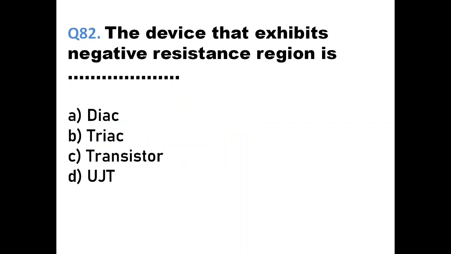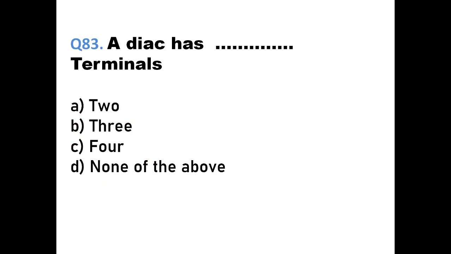Then we'll go to question number 82. The device that exhibits a negative resistance region is, among these four options, diode, triac, transistor and UJT, only the UJT will give you a negative resistance region. So the answer will be UJT, that is the fourth option, D. Then we'll go to question number 83.